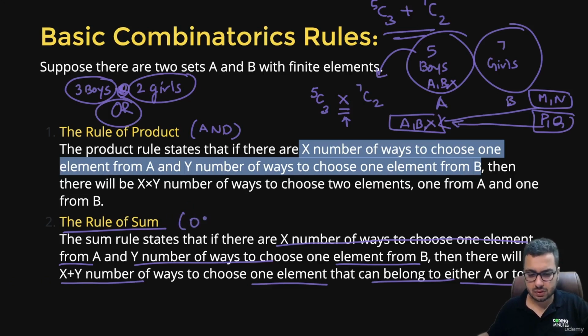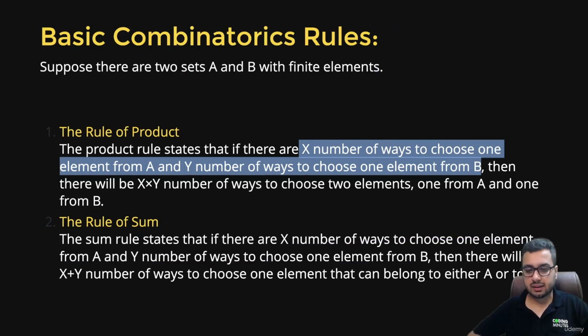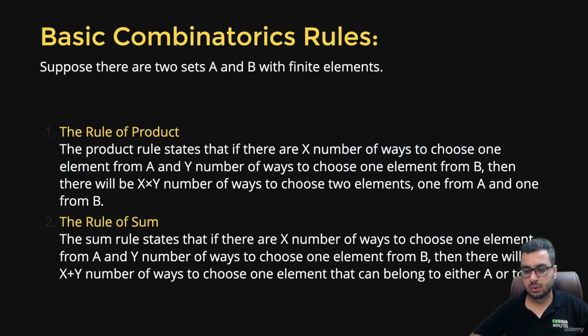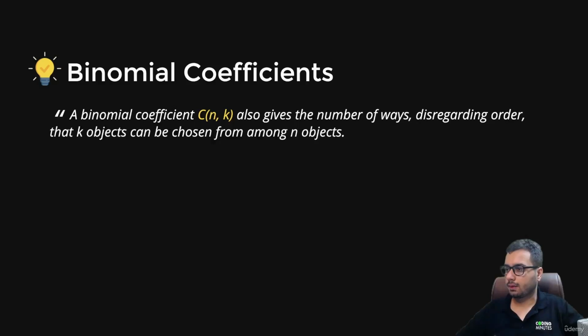The sum rule is "or", the product rule is "and". I hope you are getting the basics of the product and the sum rule, and that's all for the introduction to combinatorics. In the next video we will see how to work with binomial coefficients.